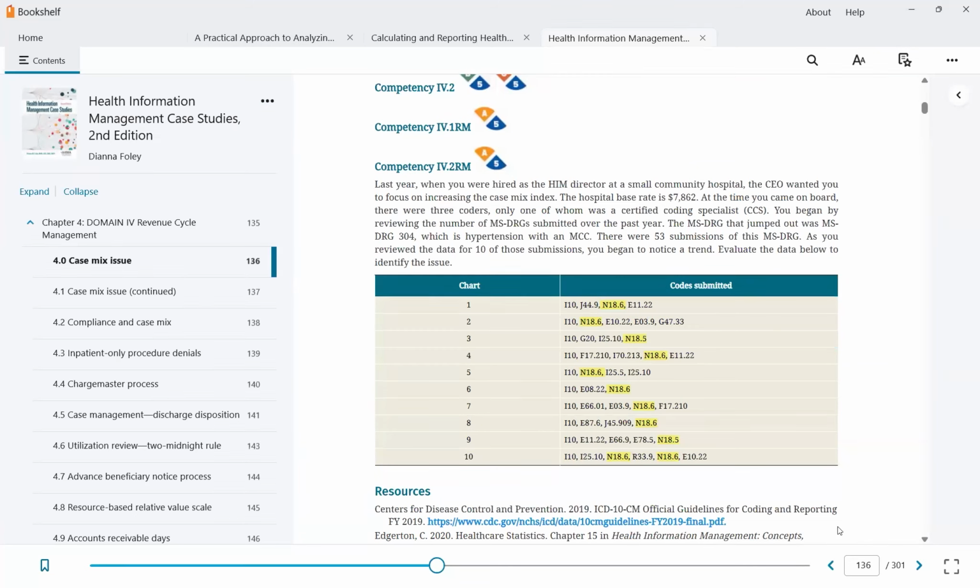First of all, we see a few obvious things that some people have already caught up on, and they are, we only code things once. So this code of N18.6 should only appear once. Then we also see that hypertension I-10 is coded as the principal diagnosis for each one, even though if we look at the highlighted diagnoses, it's clear that chronic kidney disease or end-stage renal disease is always present.